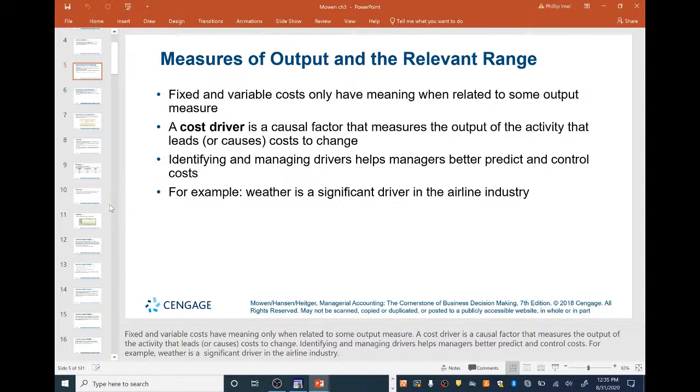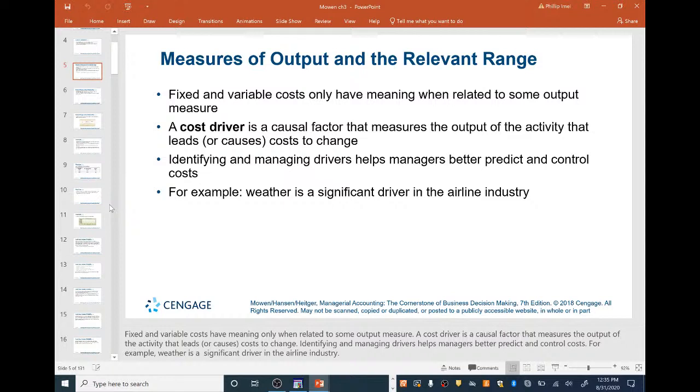Okay, so a cost driver is a causal factor that measures the output of the activity that leads or causes the cost to change. Identifying and managing the drivers is obviously going to help managers better predict and control what costs are incurred within the company. A good example is that weather is a significant driver in the airline industry.